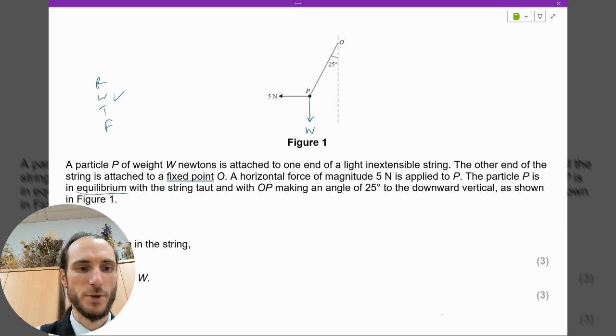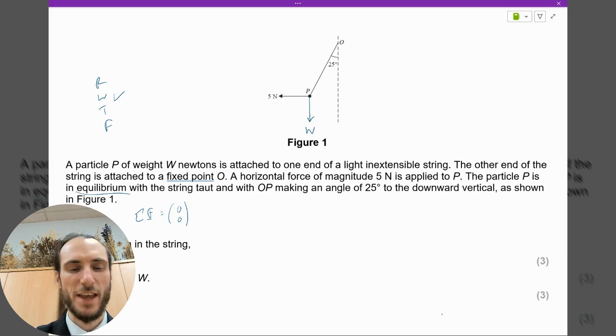Okay, so it's in equilibrium, so we know that the resultant force here is going to be 0, 0 again. We can use that later on. So we've really got to add the forces, right? So we've got the weight on. Do we need a reaction force?